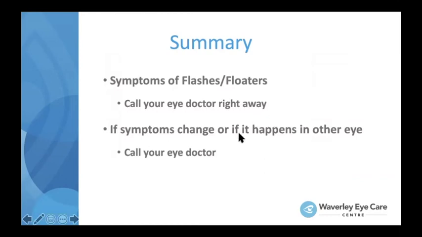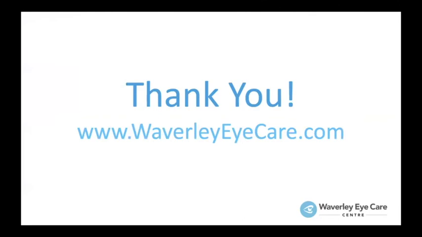And then the next thing, if you've seen your eye doctor and you're noticing flashes and floaters, and they said, okay, everything looks okay, but if you're noticing your symptoms are changing, particularly over the next few months, or if it happens in the other eye, don't assume you know what's going on. Call your eye doctor as well. Let them take another look, make sure that new tears haven't developed that weren't there to start with. So that's a little summary of vitreous detachments and the symptoms of flashes and floaters. If you develop these symptoms, make sure you call your eye doctor and get it looked at.